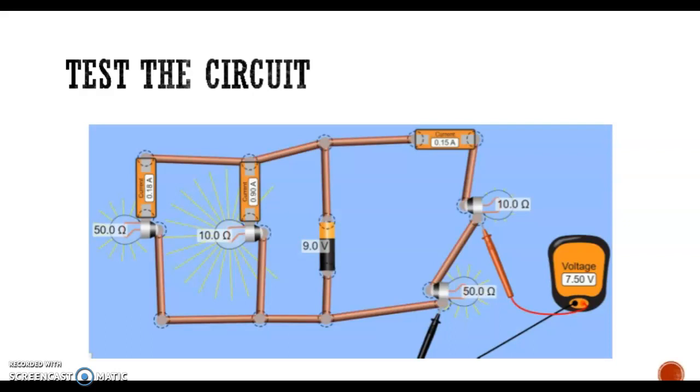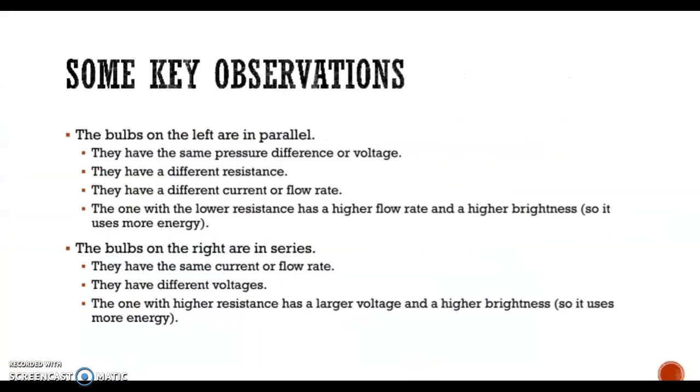Let's go ahead and talk about some of the stuff that we see happening in here. Okay, here are the very, very important observations that we need to have made here. The first is that the bulbs on the left that are in parallel have the same pressure difference. But since they have a different resistance, they have a different flow rate, and therefore they have a different amount of energy being transferred. The one with the lower resistance, and therefore the higher flow rate, has a higher brightness.